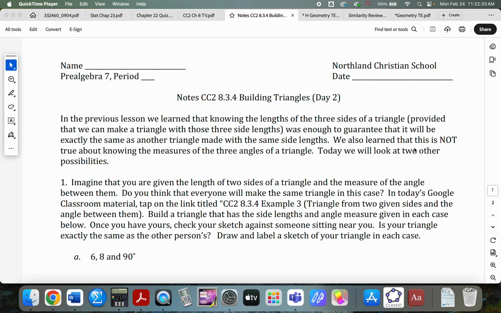We also learned that that's not true when we know the measures of the three angles. If I have a triangle that is 80, 10, and 90, it's not going to be exactly the same necessarily as your triangle that has an angle of 80, an angle of 10, and an angle of 90. They can be very different sizes. So today we're going to look at two other possibilities.